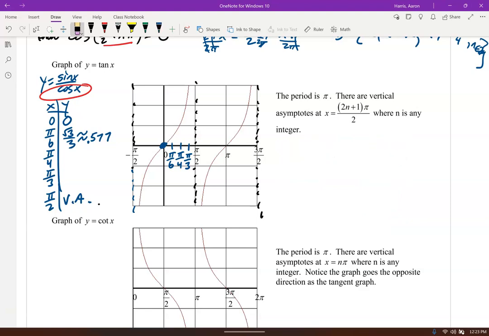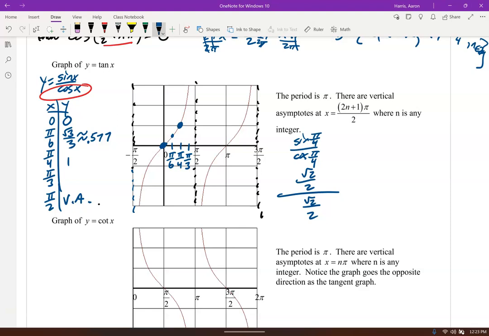The pi/4 one's really nice because I know the sine of pi/4 is the same thing as the cosine of pi/4. Cosine of pi/4 is also root 2 over 2. So that gives me 1. So pi/4 is nice. It's right there at 1. Pi/6 is at 0.577.